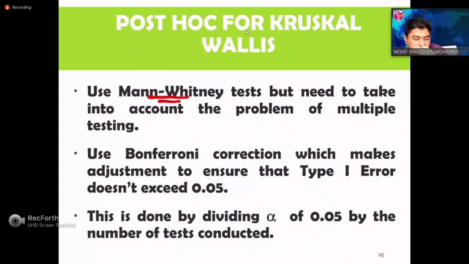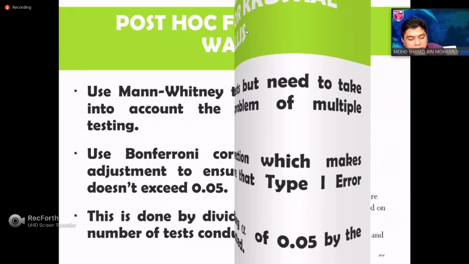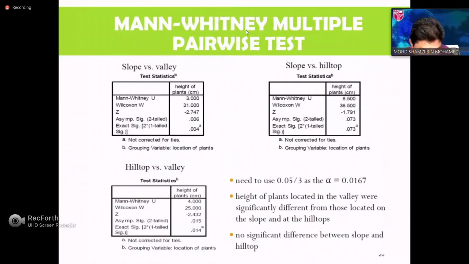Bonferroni correction is what? To lessen the type 1 error. Because with Bonferroni, if you have three samples, your type 1 error of 0.05 will be divided by 3. This one is to minimize the type 1 error. Okay, so this one is the result of pairwise comparison. So you do a Mann-Whitney test, and see the two-tail significance.